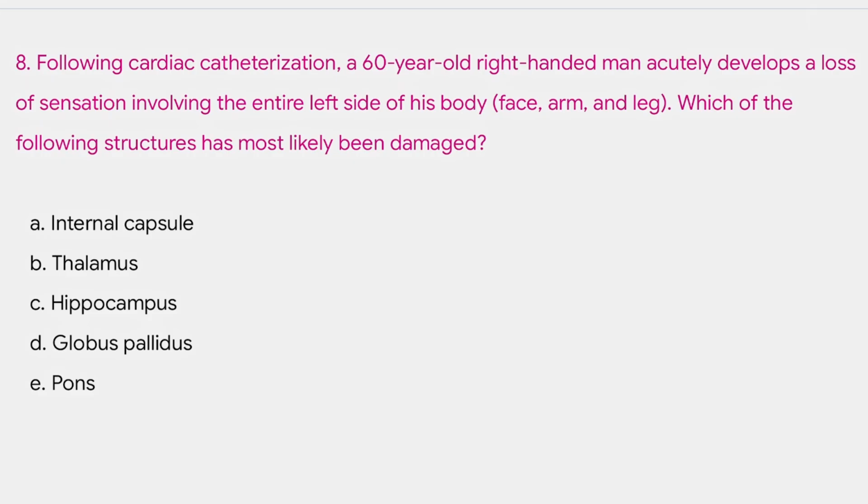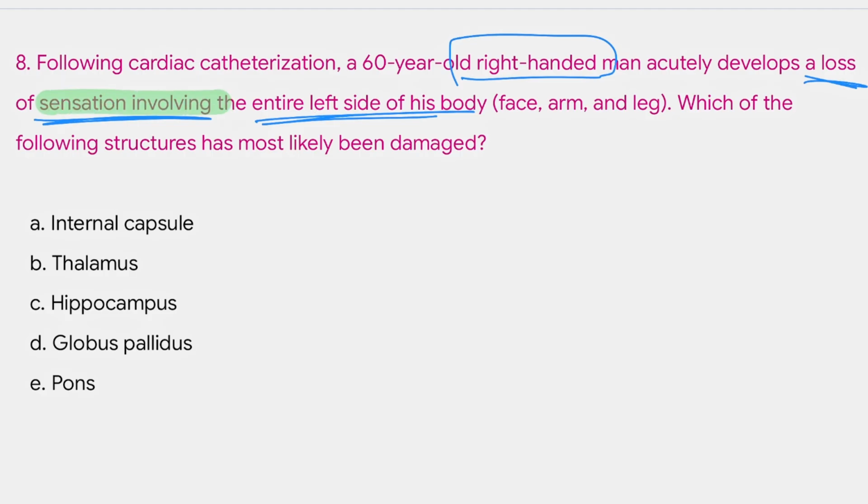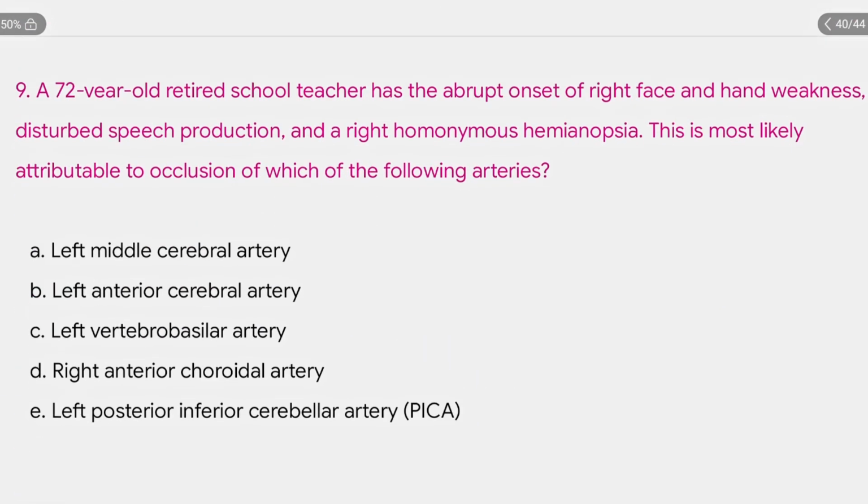Okay, so right-handed man, entire left half of the body. This is a loss of sensation. It's only loss of sensation. They're not explaining anything about the motor loss. So again, my answer would be a lacunar stroke, and since it's a sensory stroke, it would be the thalamus.